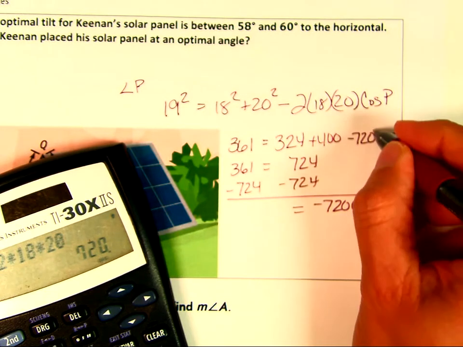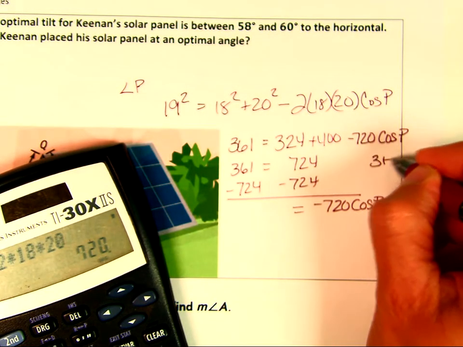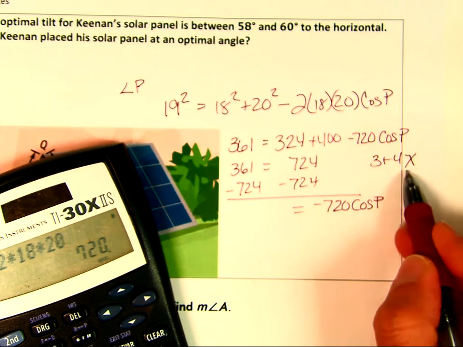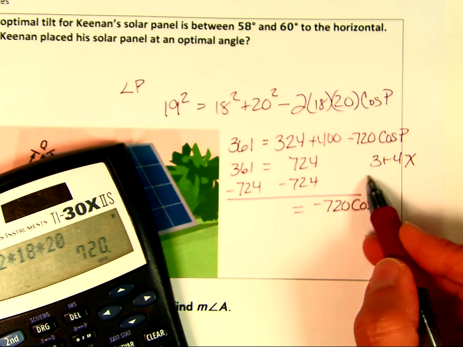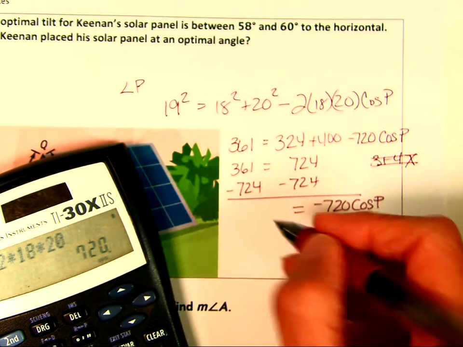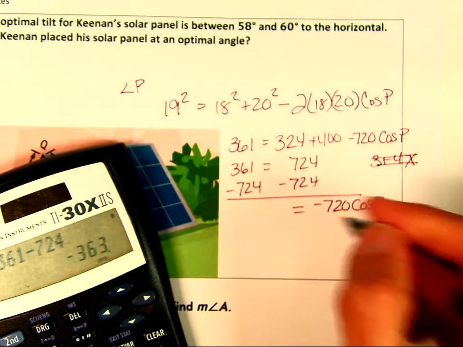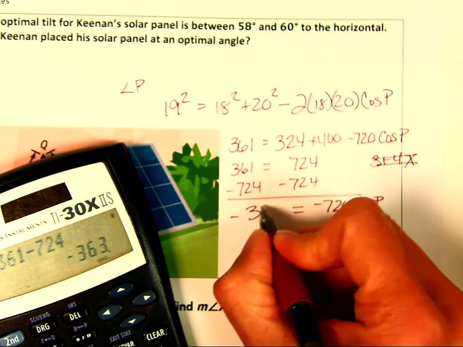This is a coefficient. So if I had 3 plus 4x, you wouldn't say that's 7x, or you wouldn't subtract 7 and think that those were both gone. So you can't do that. So that's why you have to do it this way. So 361 minus 724 is negative 363.